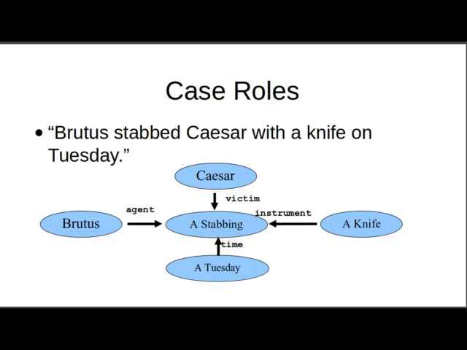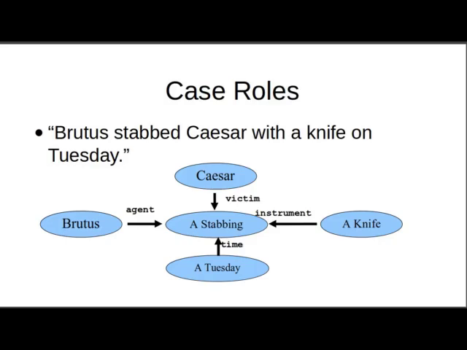We can say Brutus is the agent or the actor in the stabbing, Caesar's the victim, the knife is the instrument, the time is Tuesday, and so on. There are many other sorts of things that now we can say about this to capture all of the information that you might have in a common English sentence or any other language about an event. It could be any sort of different event. Now we've got a general method for capturing action sentences.